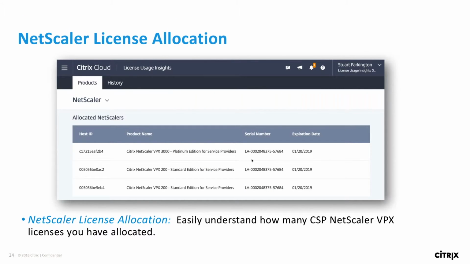Another thing we have is NetScaler license allocation. So you can see exactly what licenses you have allocated within the back office. You can see the host ID, which is the MAC address you've registered the NetScaler on. You can see the product name and the serial number and when the license file expires.